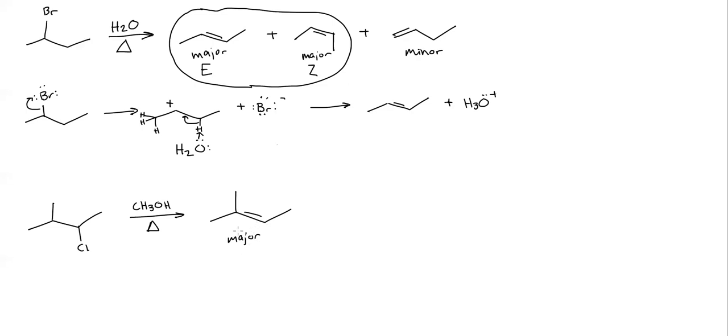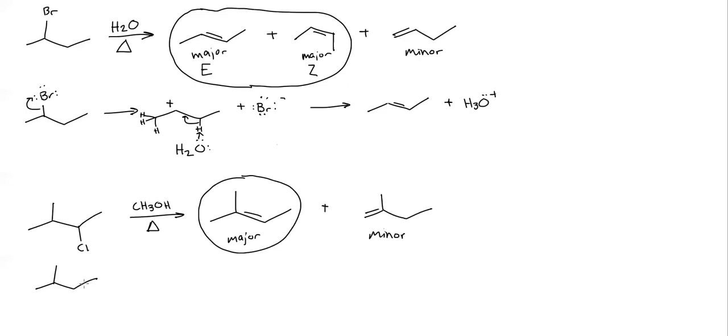Because it's most substituted, this is Zaitsev. And then my minor is going to be this. So this is my major, this is my minor, okay? So again, if I was asked to draw the major product on the exam, I would draw just this one, okay? But let's do the mechanism for this so we can understand what's going on here.